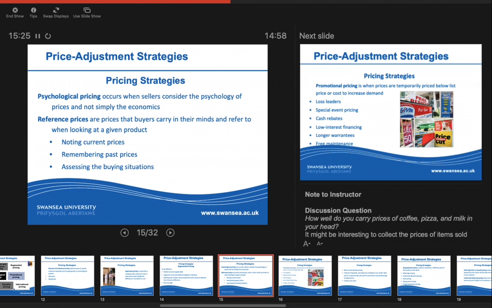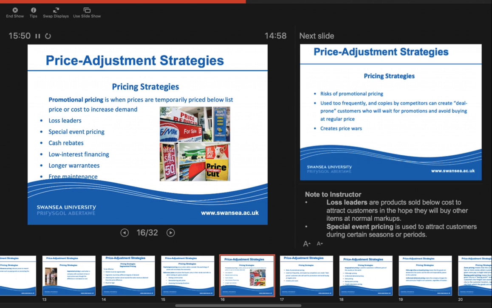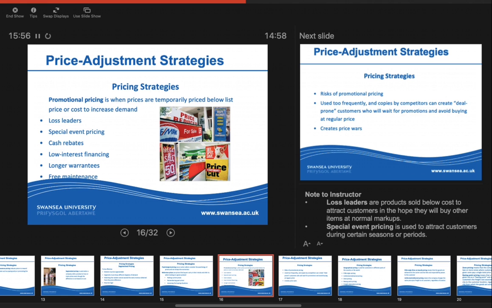Reference pricing. This is where we're looking at the prices within the market at the moment, the current prices, what past prices and past discounting strategies have been put in place, and what people's buyer situations are. So do people want to pay upfront? Do they want credit, or so on? So we're using a reference against what's happening within the market at the moment. There's a lot of different promotional pricing strategies that are out there, and some of these you'll have heard about before, such as loss leaders, etc. But they are all there to increase demand.